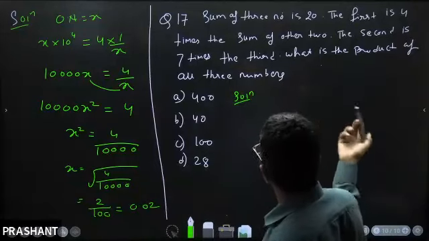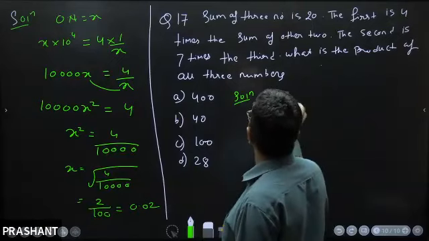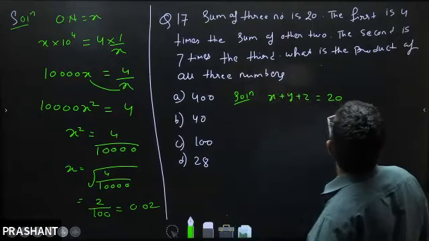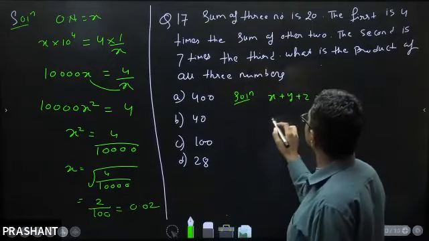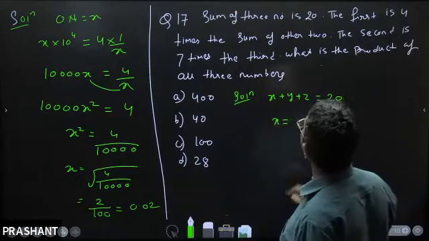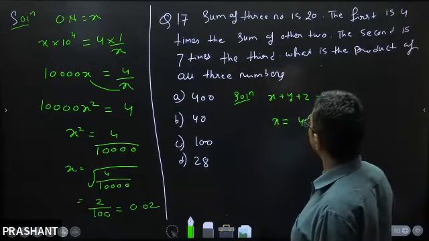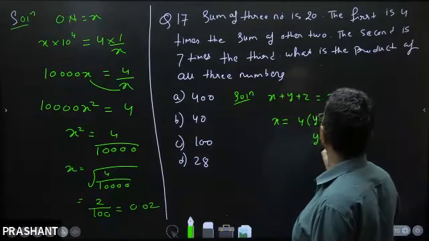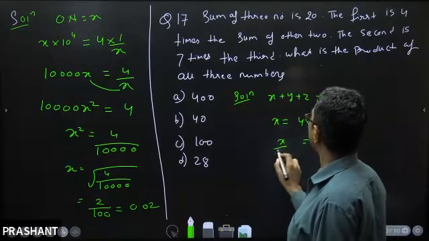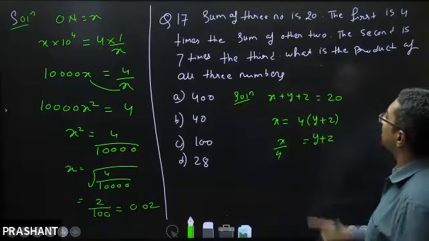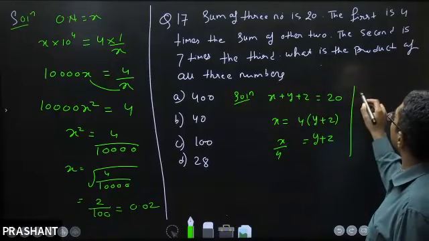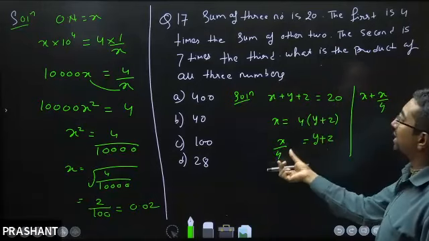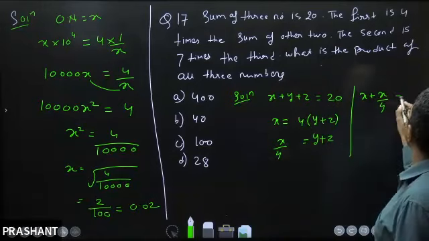So the sum of three numbers is 20. If I take the three numbers as x plus y plus z, that is 20. The first number is x. x is equal to 4 times the sum of the other two. The other two are y plus z. So y plus z is x upon 4. So I can substitute here, instead of y plus z, I will write x by 4. So x plus x by 4 is nothing but 20.